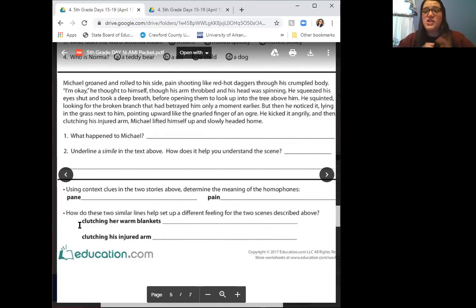And then you have clutching his injured arm. So he's like holding on to his injured arm. How does that line set up how you feel about that story? Is it cozy? Is it painful? How does it make you feel there? So that's if you choose to do that option. I believe that was option 3.